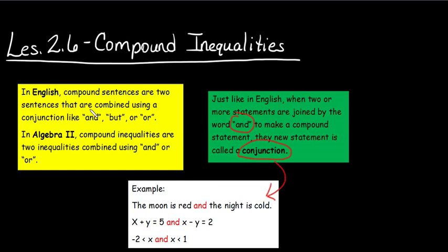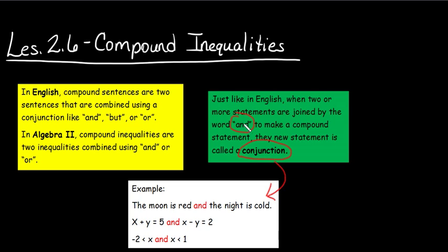So I kind of tried to compare this to English. In English, when you have a compound sentence, you've got two sentences that are combined by using conjunctions like and, but, or. Well, in Algebra 2, our compound inequalities are going to be two inequalities combined by either using and or. And the first one we're going to talk about is and.